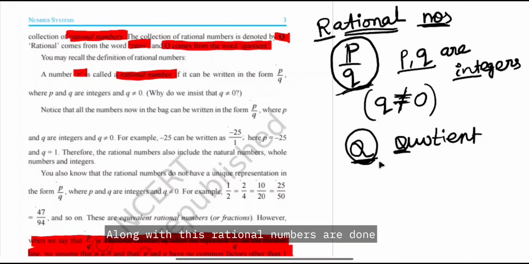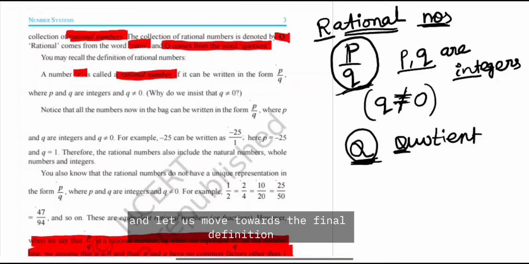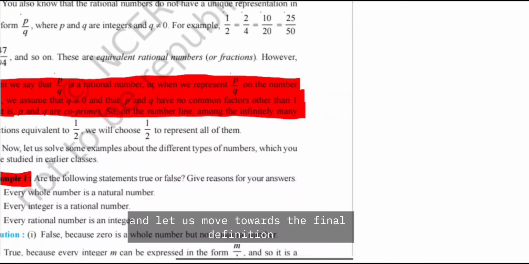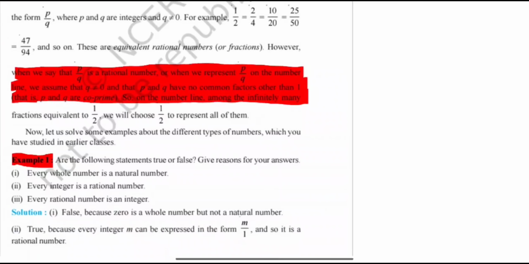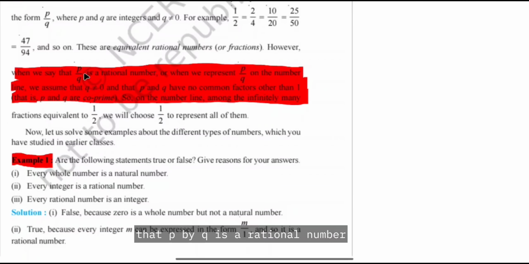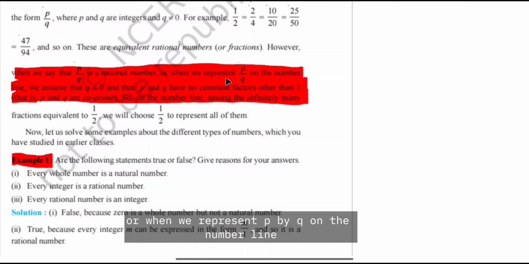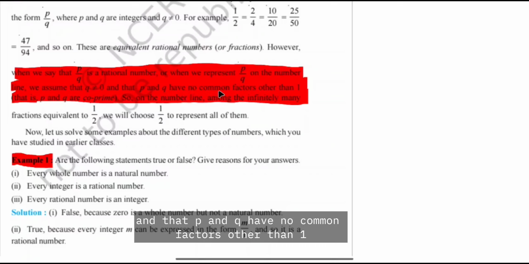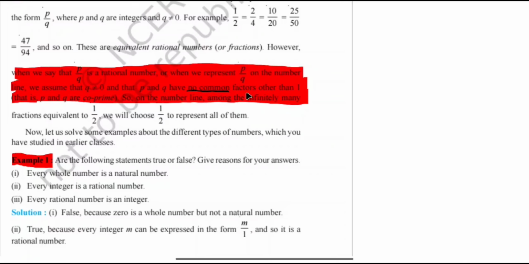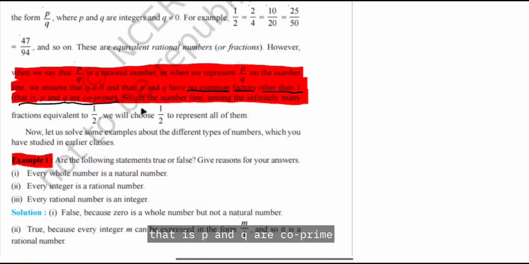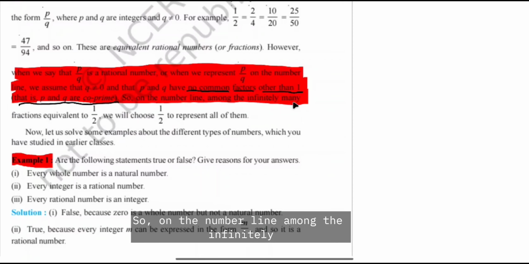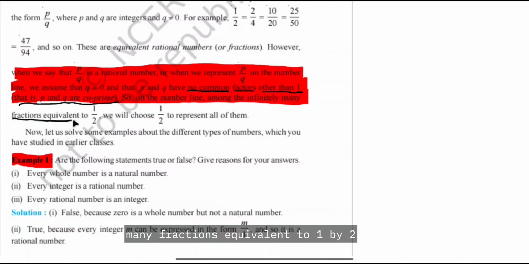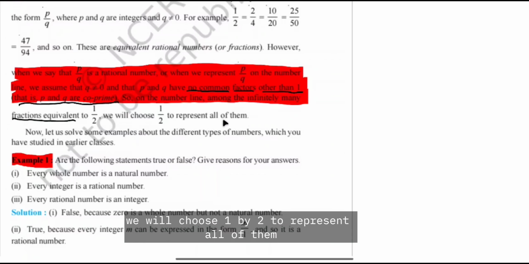Now let's move towards the final definition of the rational numbers. It says when we say that p by q is a rational number, or when we represent p by q on the number line, we assume that q is not equal to 0 and that p and q have no common factors other than 1, that is, p and q are co-prime. So on the number line, among the infinitely many fractions equivalent to 1 by 2, we'll choose 1 by 2 to represent all of them.